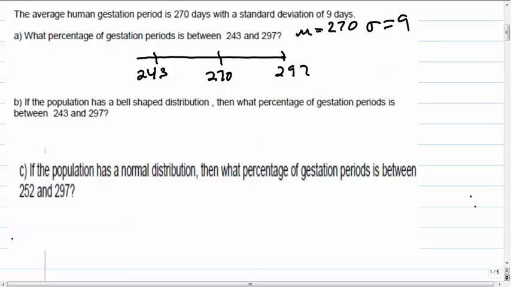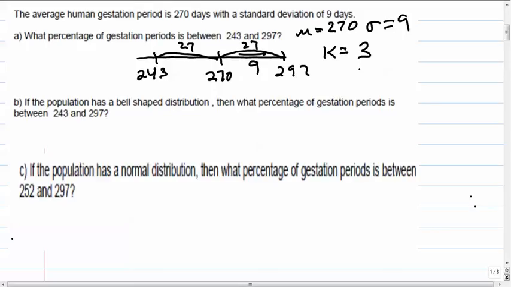We're only talking about the mean and the standard deviation. That's all we know. We don't know if it's bell-shaped. We don't know if it's normally distributed. We're stuck with Chebyshev's theorem. So we need to determine how many standard deviations these two points are away from the mean. The distance from 270 to 297 is 27. Likewise, the distance between 243 and 270 is 27. If you divide this by the standard deviation of 9, you get that you are 3 standard deviations from the mean.